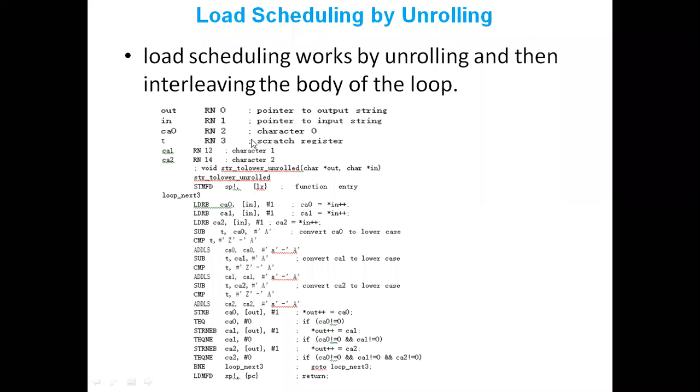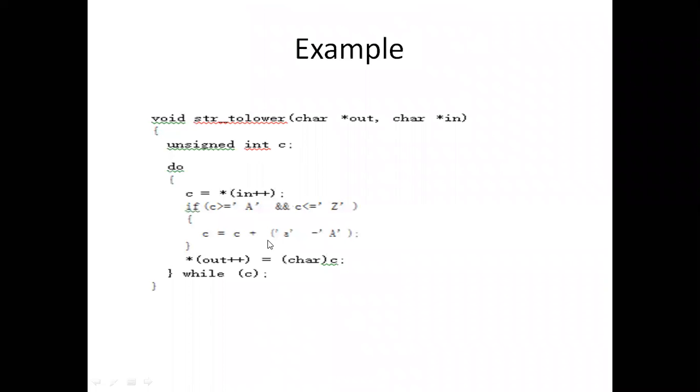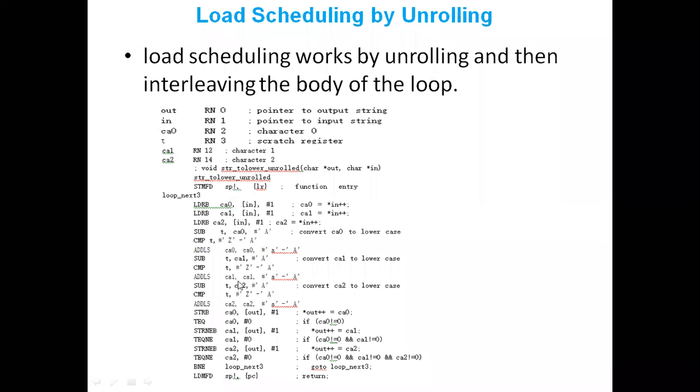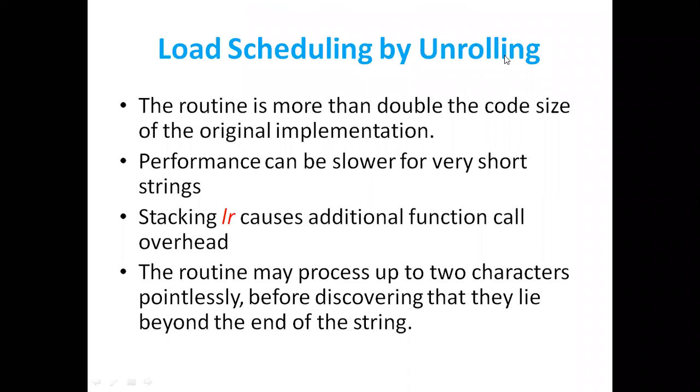But if you look at the unrolling, the number of instructions is very huge. The code size is very high, right? Look at this one, around 20-25 instructions I have written, instead of only 8 instructions. That is the biggest disadvantage of the unrolling. The routine is more than double the code size of the original implementation.